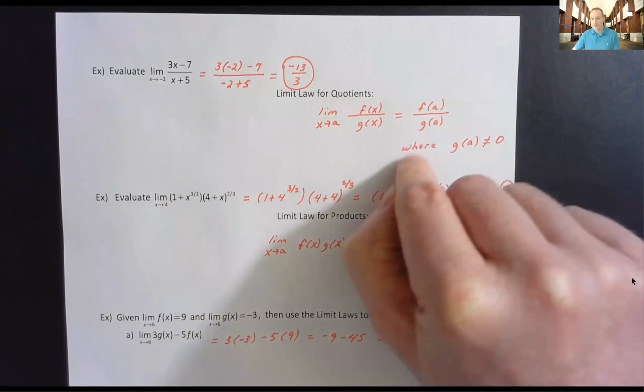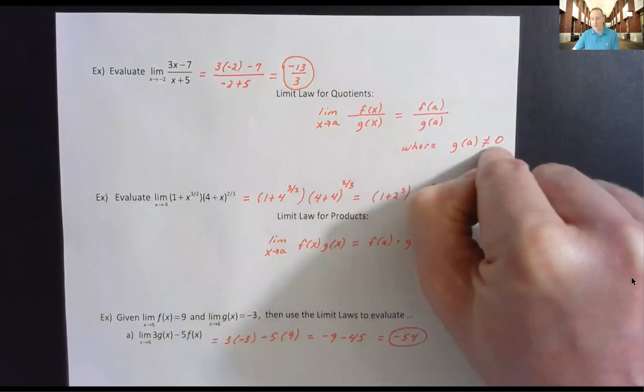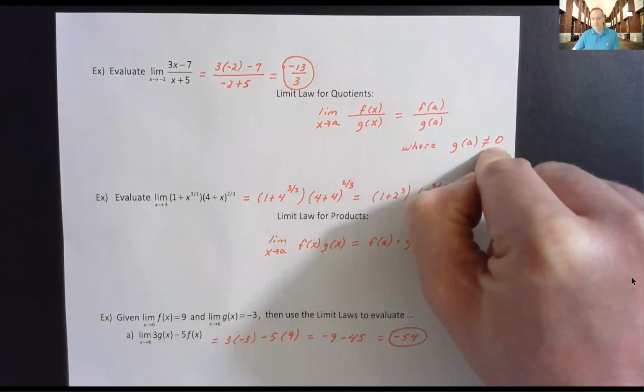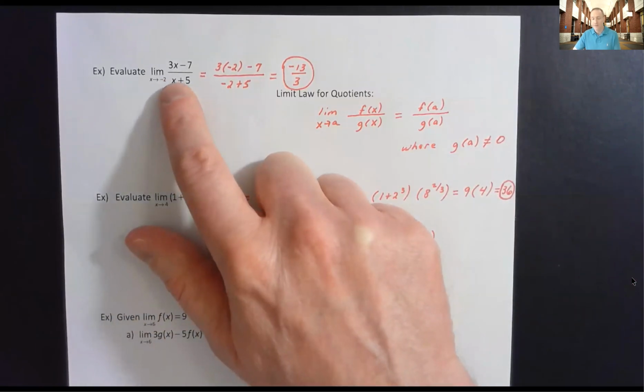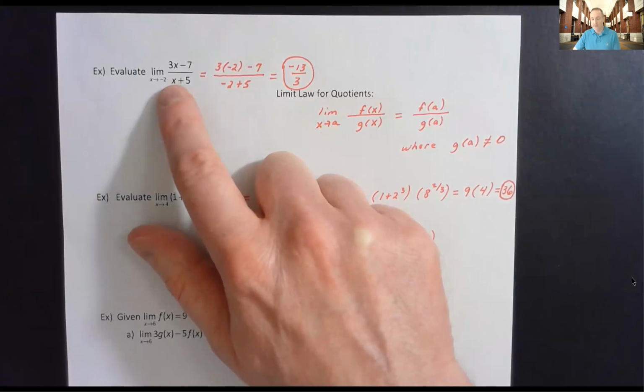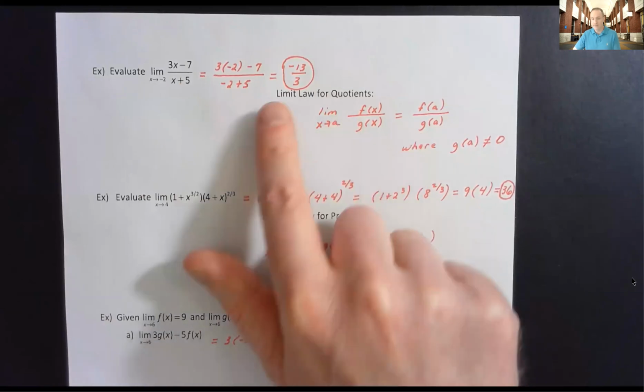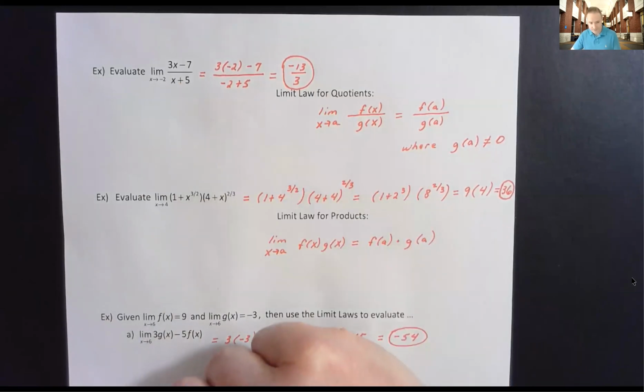Now, of course, this is only valid as long as the denominator is not 0 at the limiting value. That's why I said this would be a more interesting problem if I were to evaluate the limit as x approaches negative 5. I couldn't simply just plug it in here. This quotient law would not work.